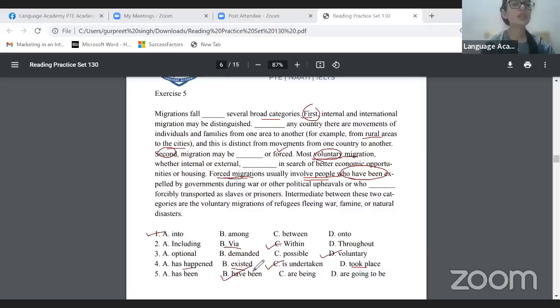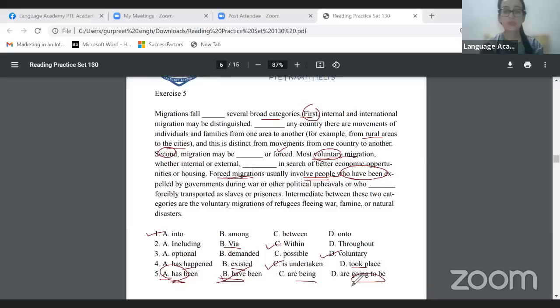So had cannot come, had is not even given here. Has cannot come because we are talking about plural people. Has comes with singular and have comes with plural, Safi. Are being means right now in front of you, they are being transported. So that's not our case. We are saying that whenever forced migration happens, then people who have been transported fall under this category. Are going to be means this is going to happen in the future. Like I said, facts are always given in present tenses, not past or future tenses. Right? So these are the answers. With categories, we always say into categories.